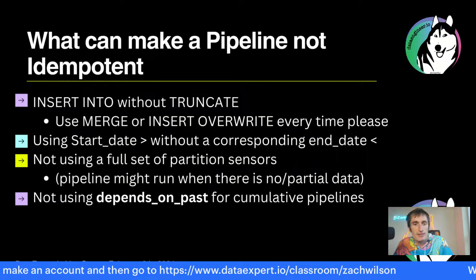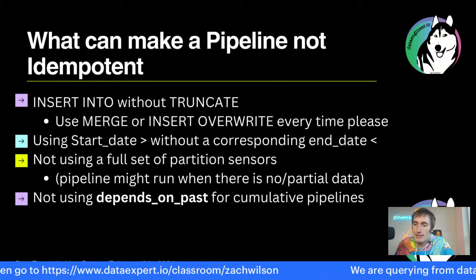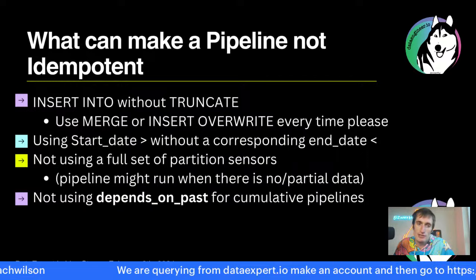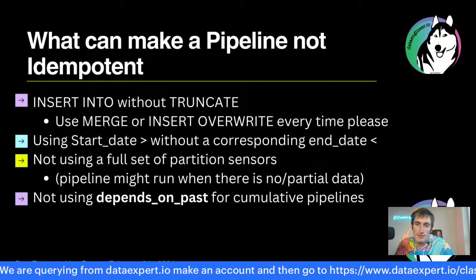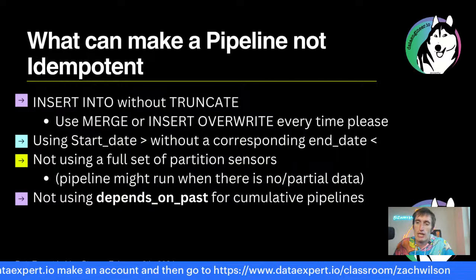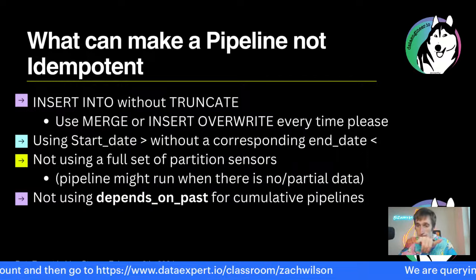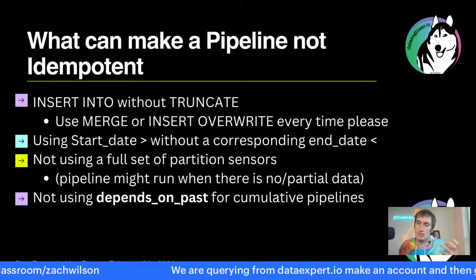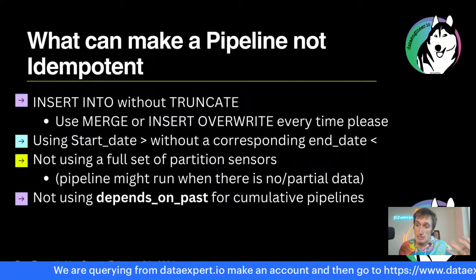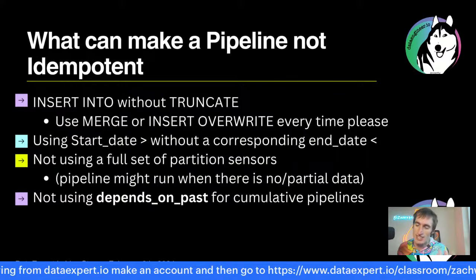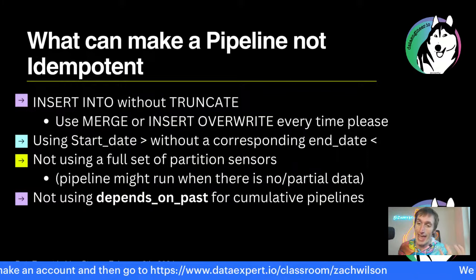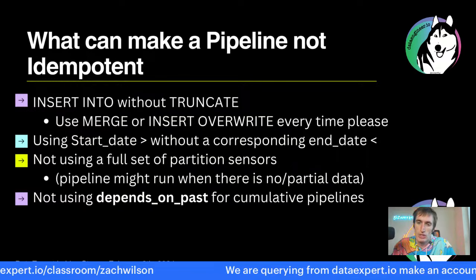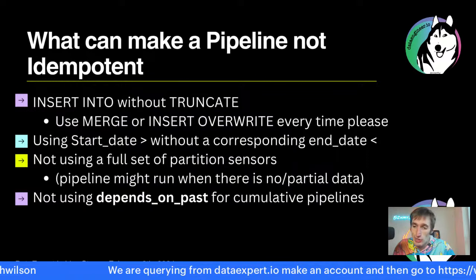Another thing to think about is your pipeline might not be using a full set of partition sensors, where in production you might be running with an incomplete or partial set of data, and then your f of x equals y situation is no longer the case because you changed x, because you aren't waiting for all of your inputs to be ready. So y changes because you're running with an incomplete x. And so that's another way that you want to make sure that you have your full set of partition sensors so that your pipeline is not running with partial data.